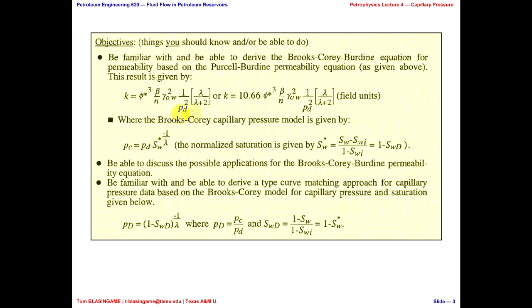The Brooks-Corey capillary pressure equation is given by this, and I know you're going, okay, Tom, now everything in the universe is power law. Not exactly, but the Brooks-Corey capillary pressure relationship being power law allows us a lot of mathematical flexibility and simplicity, by the way. Okay. And then this definition of dimensionless saturation, you can see it's given here. SW star is a traditional definition. SWD is a definition that I came up with.